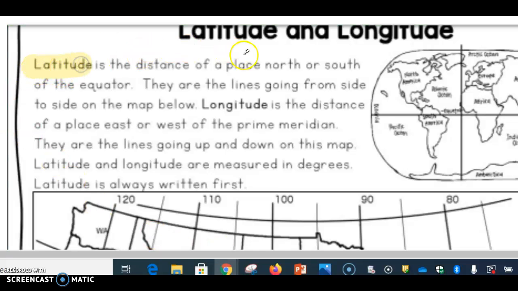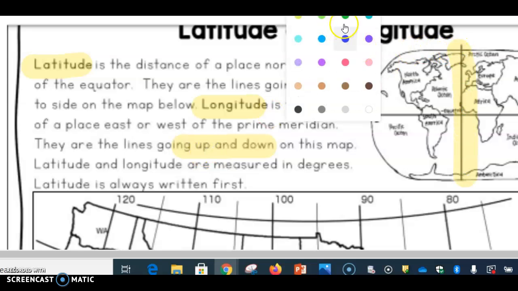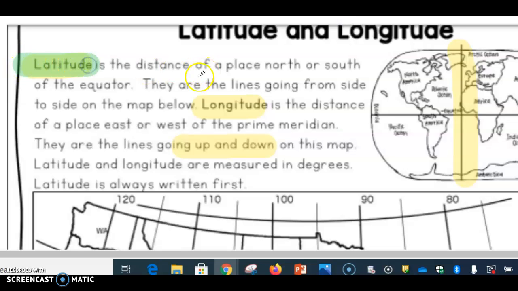Now, latitude is the distance of a place north or south of the equator. They are the lines going from side to side on the map below. Longitude is the distance of a place east or west of the prime meridian. They are the lines going up and down on the map. So we have longitude going up and down. I'm actually going to highlight this in a different color. And latitude going from side to side.